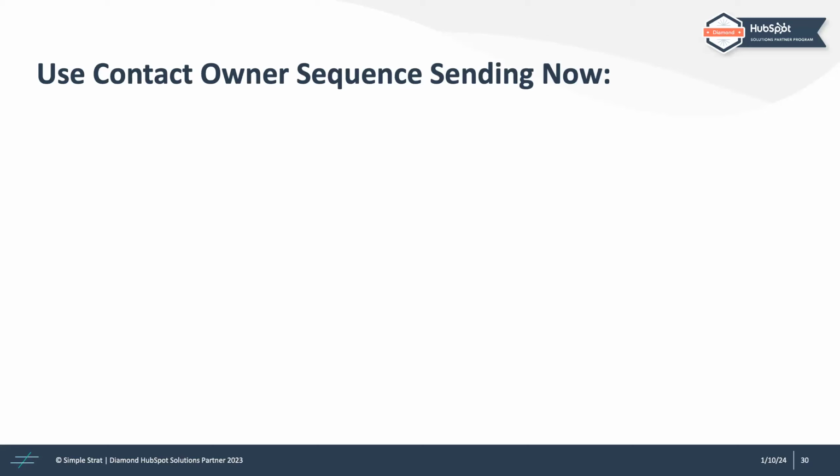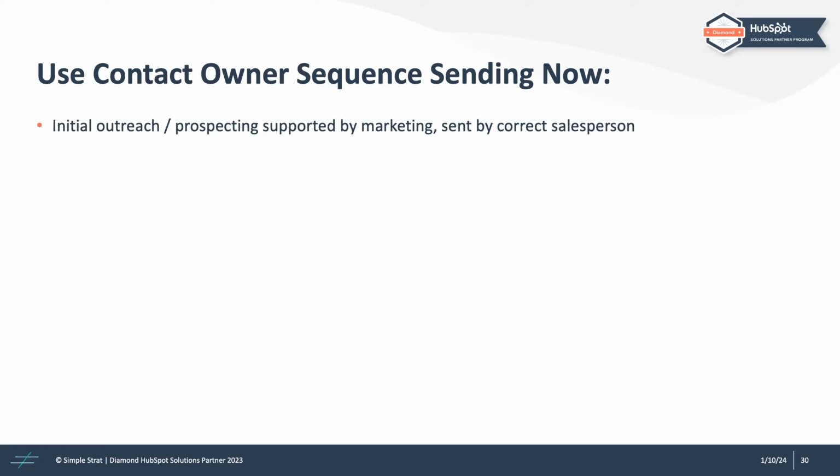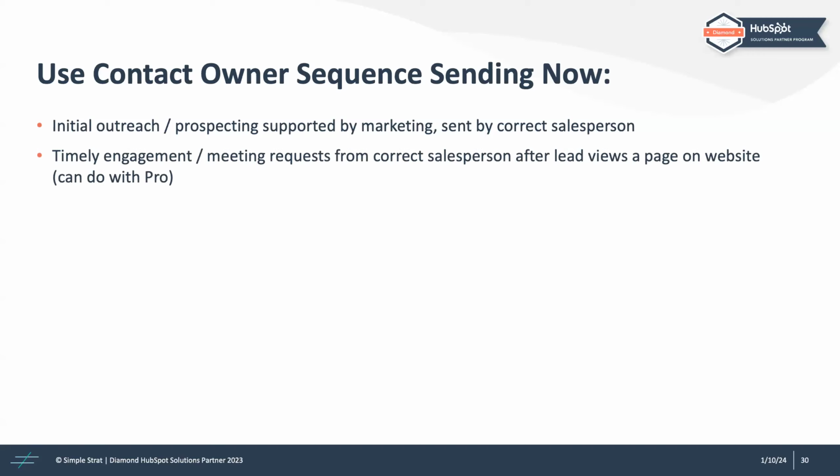And then just some great use cases for automated sequences that you would want to be sent from the contact owner. So maybe you want marketing to support the sales team's initial outreach or initial prospecting by helping get these people enrolled in sequences. Now they can set up automations to do that and make sure that they're sent by the correct salesperson that prospect or lead would be assigned to if they convert. Timely engagement or meeting requests from the correct salesperson after a lead views a specific page on a website. This is one example that you can do with Pro.